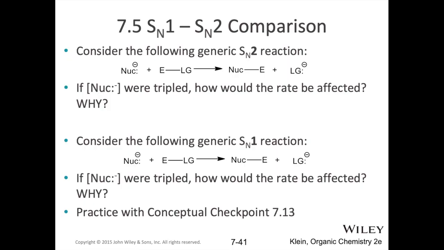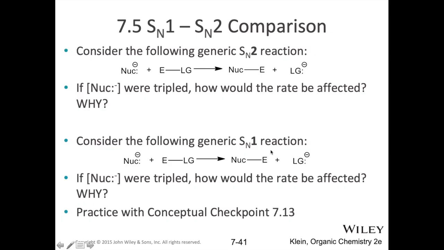Now, remember, with your SN2 mechanism, you've got two molecules involved in that slow step, and it's going to be first order with respect to both those molecules. Okay, so if you triple the concentration of your nucleophile, what would happen to the rate? Well, since your nucleophile affects your rate law, because it's one of those two molecules involved in the slow step of the SN2, tripling the concentration would triple the rate.